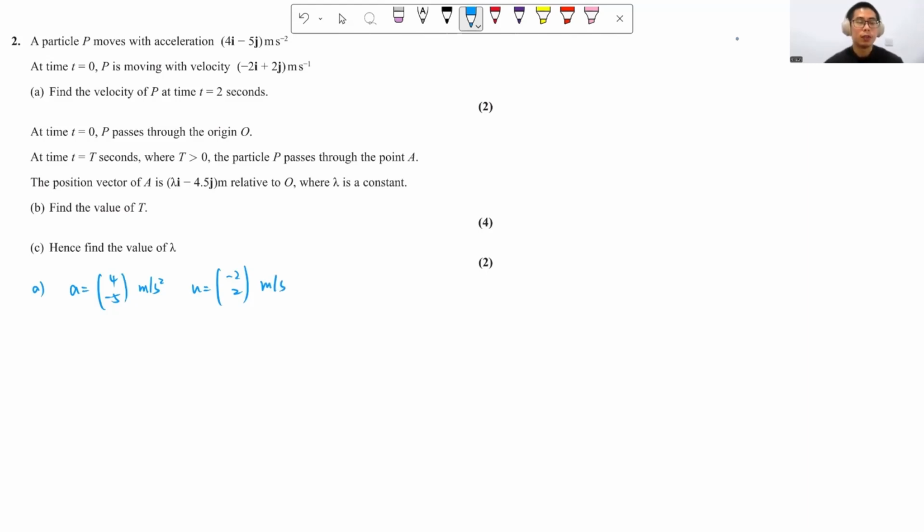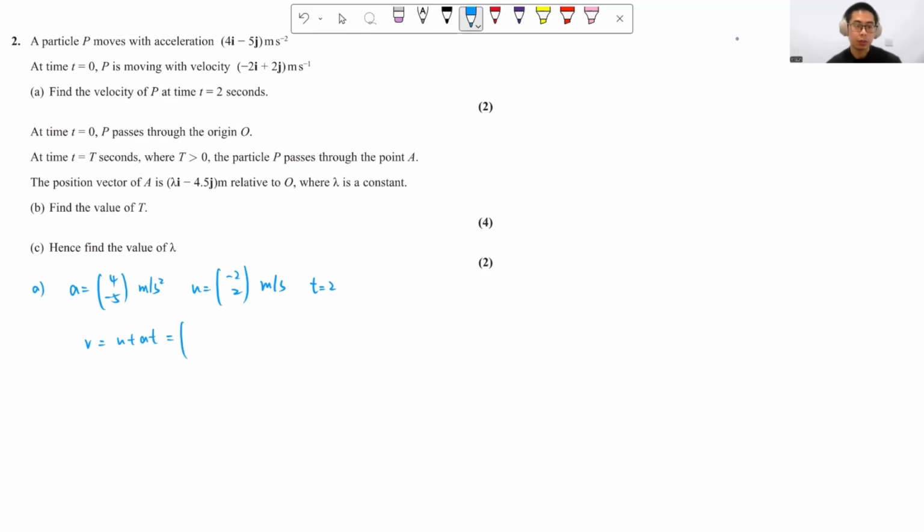And then find the velocity of P at time t equal to 2 seconds. So t is equal to 2. So we know a, we know u, we know t. So we're looking for the final velocity. So just v equal to u plus at.